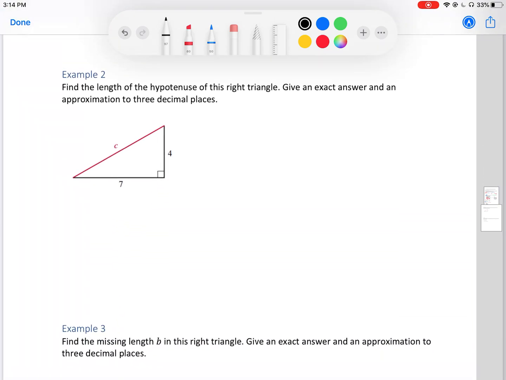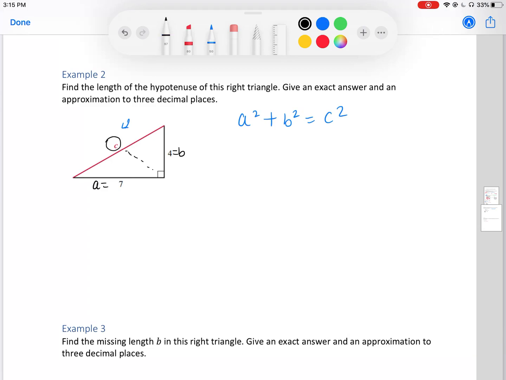Let's do one more. Find the length of the hypotenuse, which is the longer side across from the 90 degrees, this one right here, of this right triangle. Give the exact answer and an approximation to 3 decimal places. We have 2 legs, one of them is 7, the other one is 4. It doesn't matter which one is a or b, since they're both legs, we can interchange them. Again, our formula is a squared plus b squared equals c squared. Our c is our unknown.